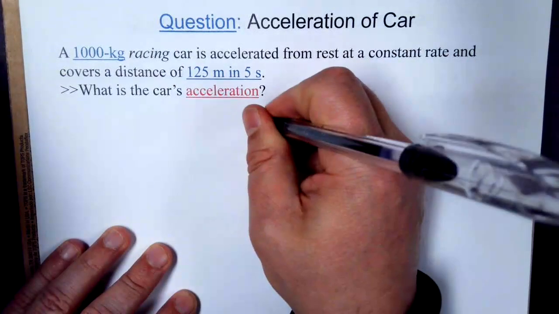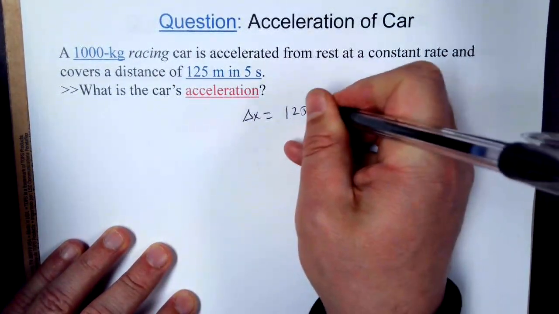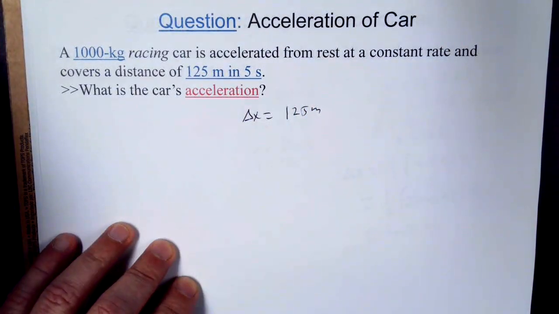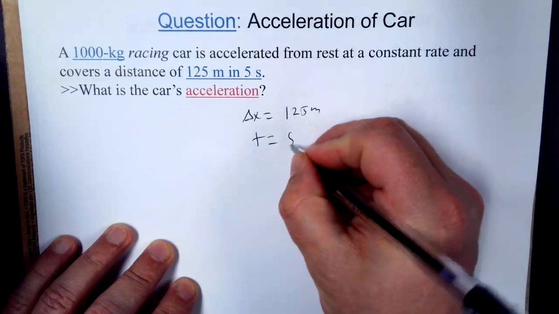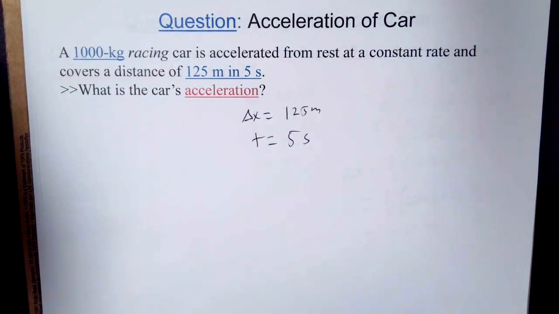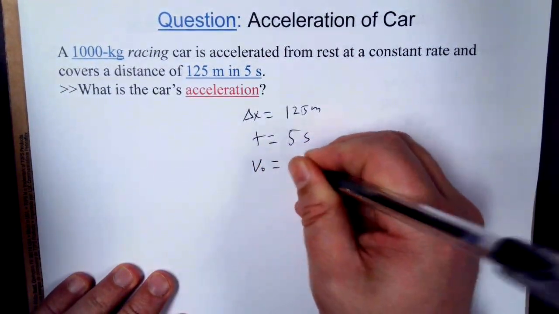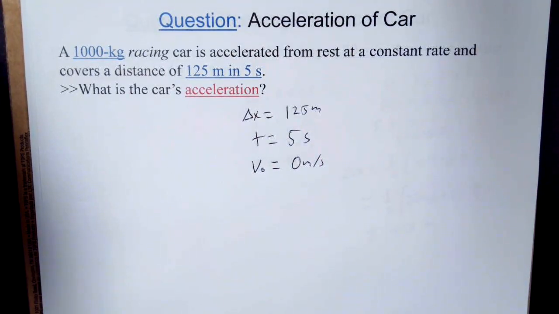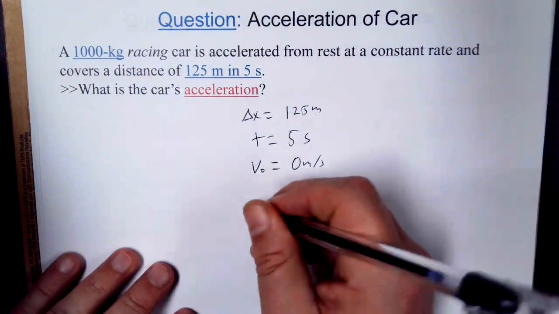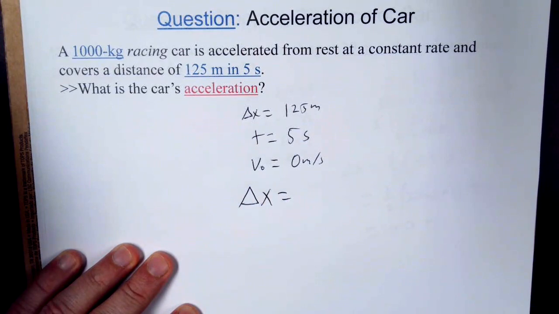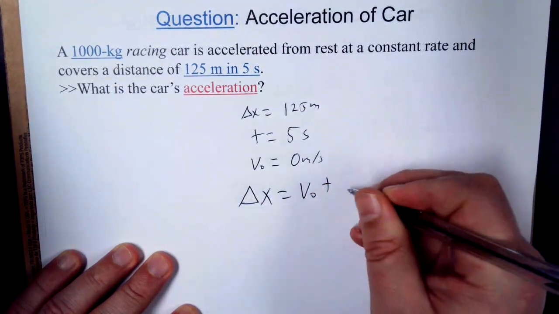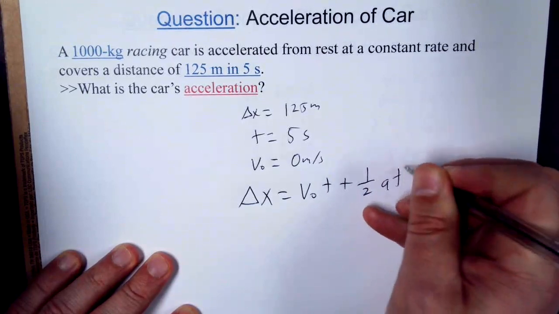Well, what do we know? We know delta x, the change in position, is 125 meters. The time here is 5 seconds. And we know that the initial velocity, v naught, is 0 meters per second. Here, we're going to look through our formulas again and see what we can solve for. If we look at the kinematic equations, we have this second formula: delta x is equal to v naught t plus 1/2 a t squared.